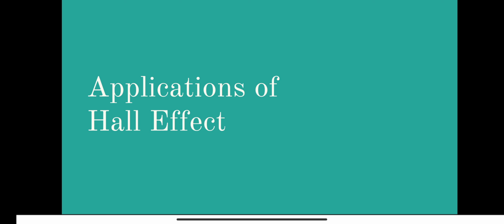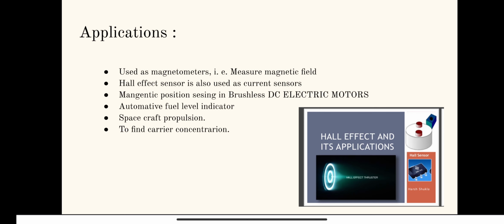Applications of the Hall effect: as a magnetometer to measure magnetic field. Hall effect sensors are also used as current sensors, for magnetic position sensing in brushless DC electric motors, in automotive fuel level indicators, in spacecraft propulsion, and to find carrier concentration. These are the applications of the Hall effect.